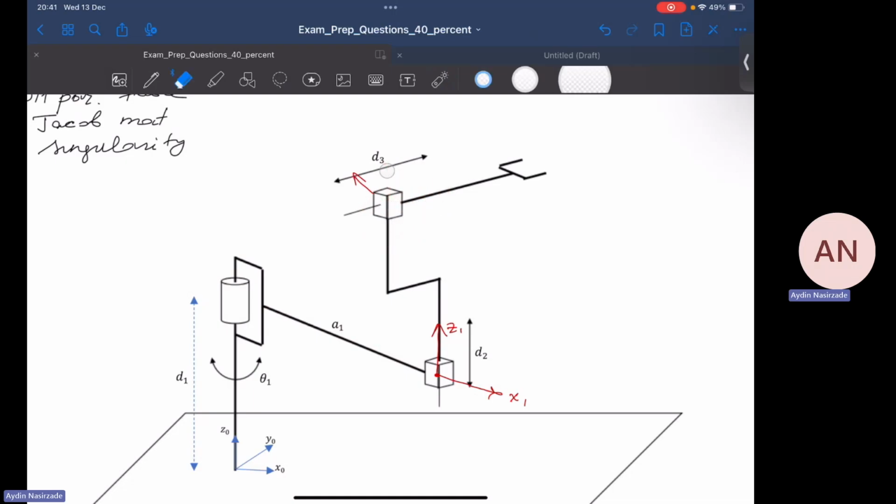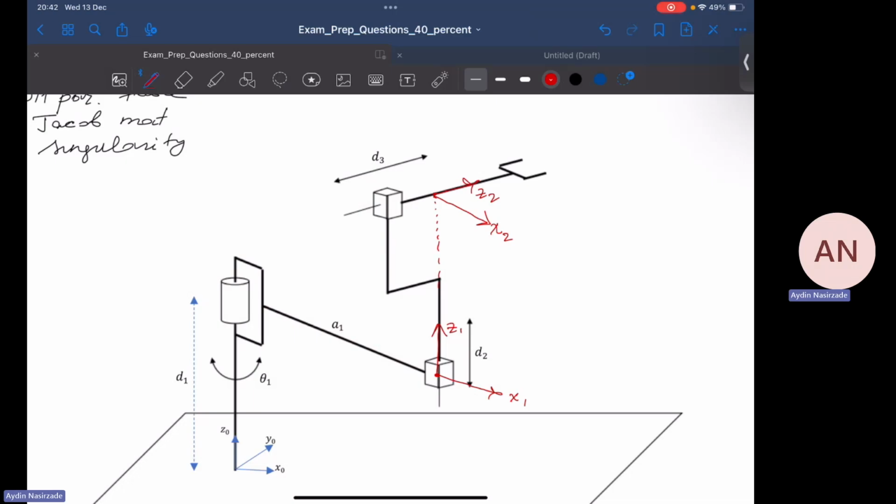So Z2 will not be starting from this origin, but here. The origin of the frame will be somewhere here, because the X2 axis should intersect the Z1 axis. So this is Z2, and X2 can be, I guess, here, perpendicular to X1. All right, I guess everything is fine.